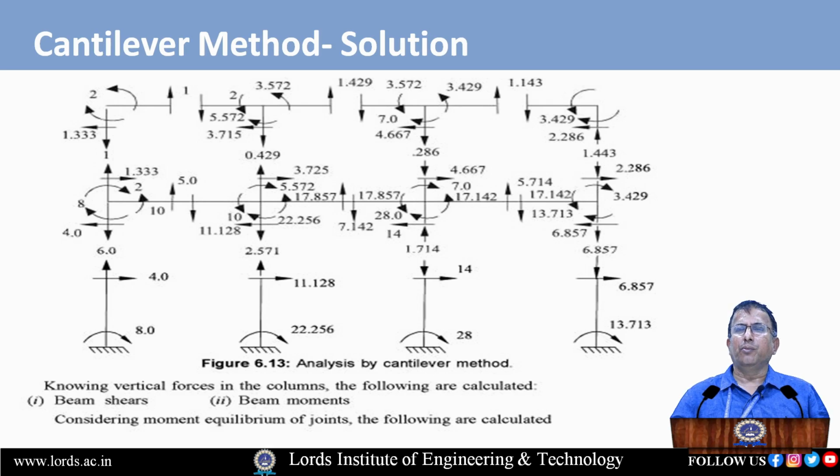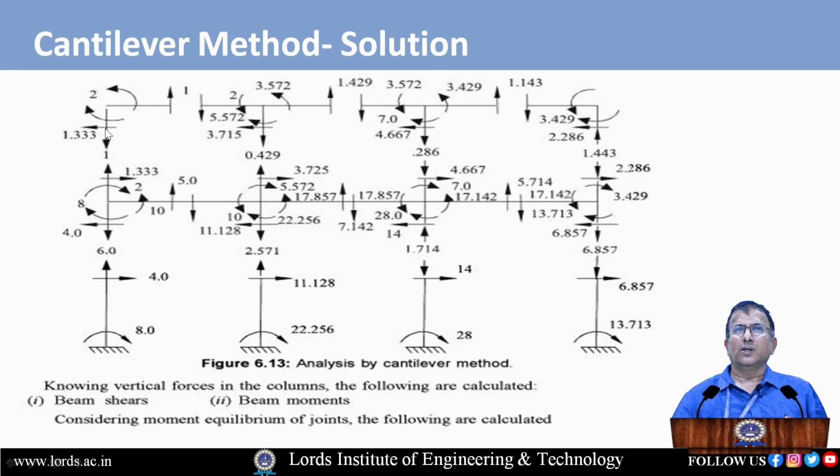So here, to balance this moment, we should apply one more moment having the magnitude equal to 5.572, in the opposite direction of that previous 5.572. Generally, then the moment will be in equilibrium state or in stable condition.